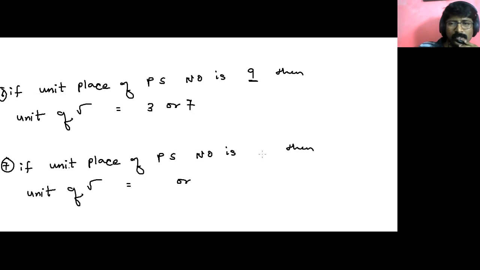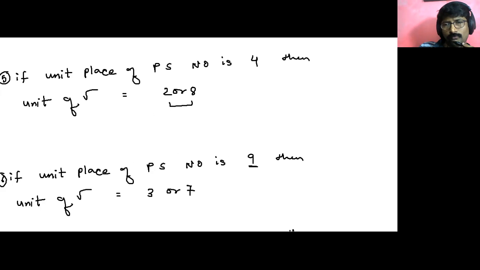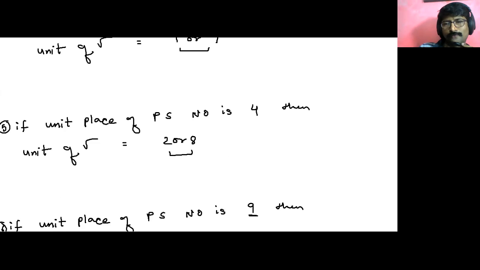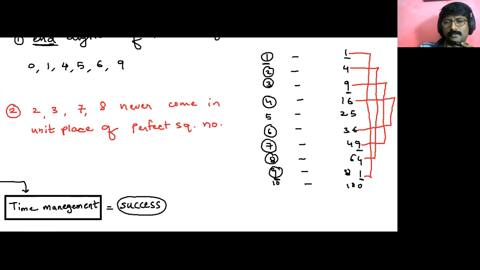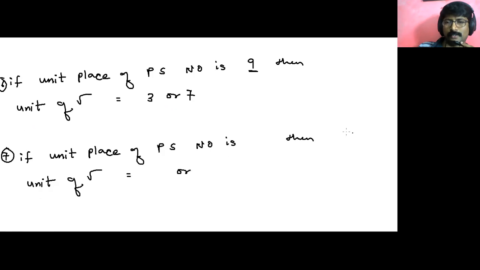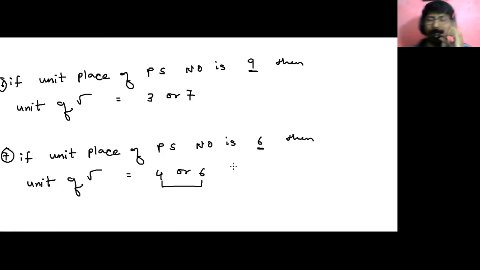If the unit place is, let's say, we finished 1, 4, 9, which leaves 6. If the unit place is 6, then the unit of the square root could be 4 or 6. They add up to 10. 6 6s are 36 or 4 4s are 16. That's how they end up with unit place 6. I hope you got that.